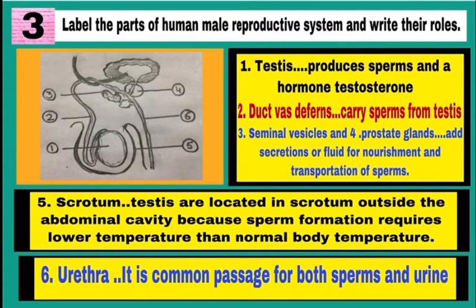Labeling 5. It is scrotum. In the scrotum, testes are located outside the abdominal cavity. Why are testes located outside? Note this also. Testes are located outside because sperm formation requires a lower temperature than normal body temperature. This is the reason why the testes are located outside the abdominal cavity. Sixth labeling, it is urethra. It is a common passage for sperms and urine.